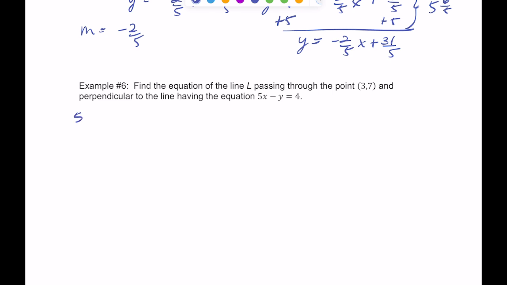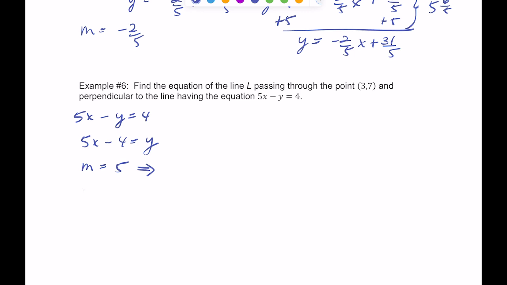So let's find the slope first. So 5x minus y equals 4. We of course know that we need to solve for y, so I'm just going to add the y to the other side and subtract the 4, and I get y equals 5x minus 4. Okay, that's in slope-intercept form. y equals mx plus b. So here m is 5, but if you remember, the line has to be perpendicular, right? So when it's perpendicular, I need to find the opposite reciprocal of that number.